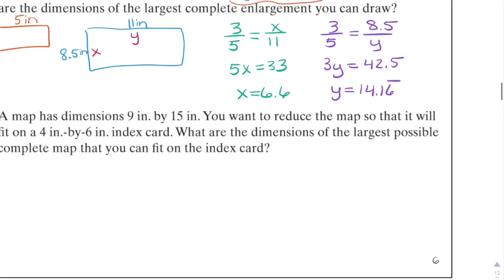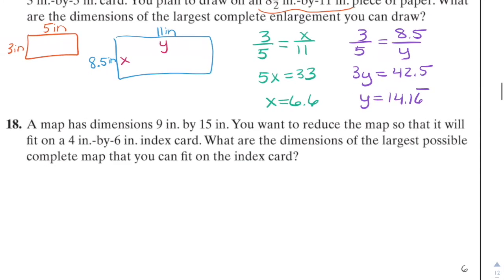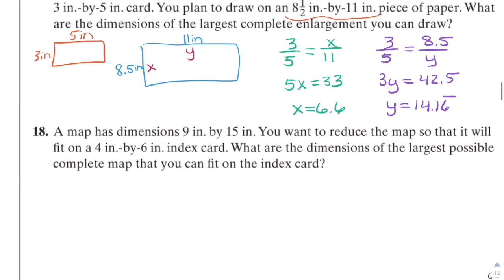Now, notice that y can never be 14.16. It would be much too large, where x has the ability of being 6.6. So yes, we can go longer than we can wider, assuming that 5 is what I'm calling length. So here, this is definitely our answer. It's going to be 6.6.